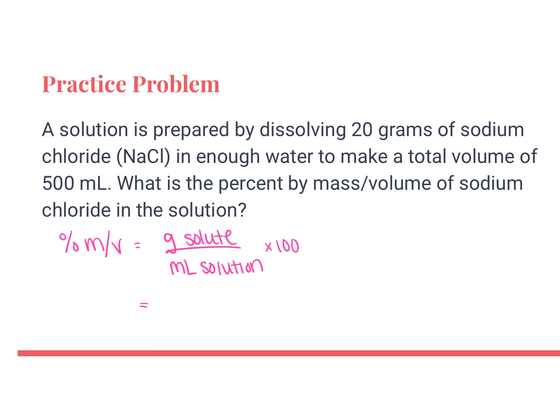So for this mixture, how many grams of solute were put in there? Okay, so we have 20 grams of solute. What's the total volume of the solution? 500. Okay, 500 milliliters. So go ahead and divide those and then multiply by 100.